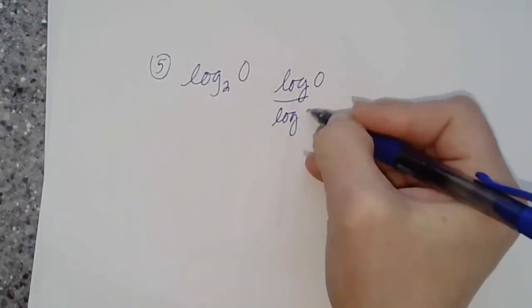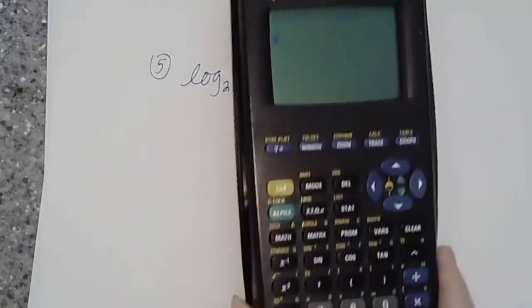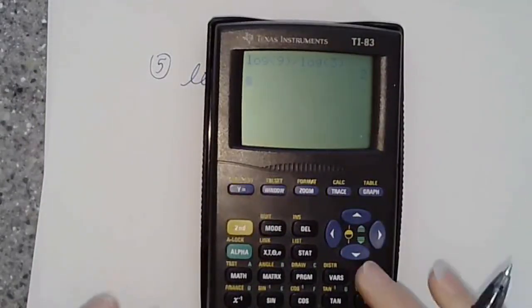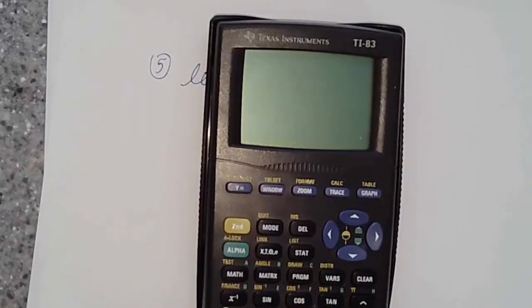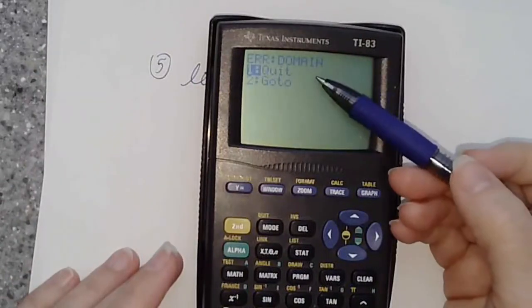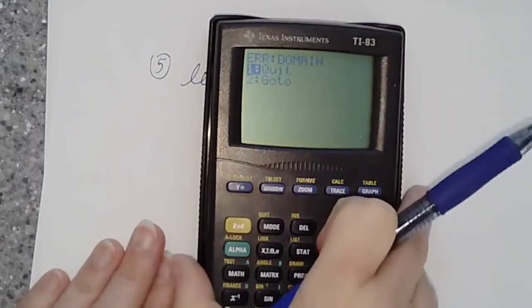Log 0 divided by log really of anything, but we'll do the log 2 it asks. Error. You get some sort of error, domain error, or quit, go to. That means something's wrong there. And so the reason is it just does not exist. There is no power 2 can be raised to equal 0.